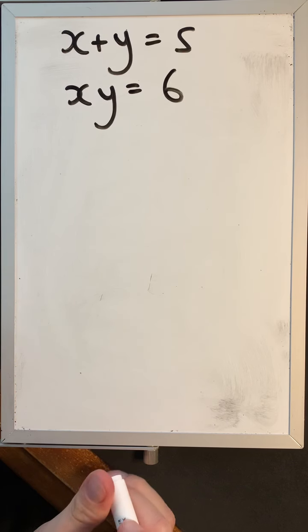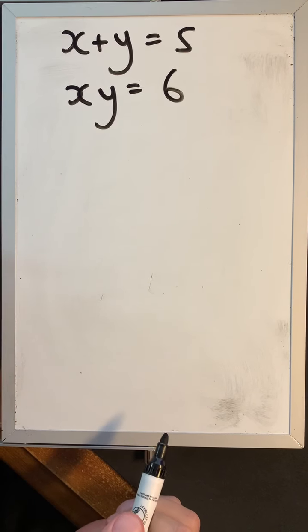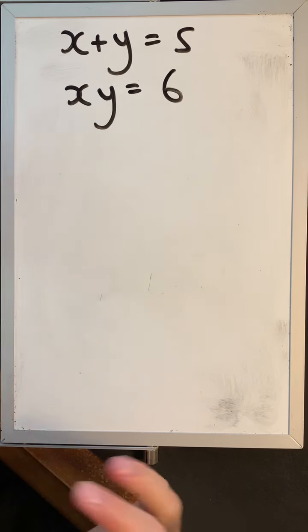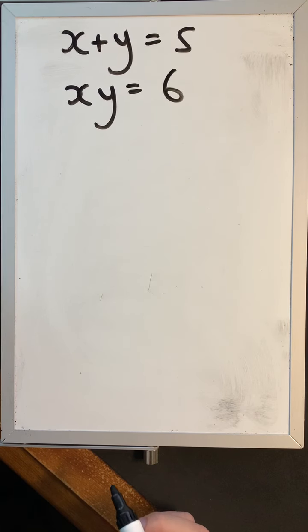What we're going to have a look at here is the solution to what we call non-linear simultaneous equations. Okay, so these are usually characterized by x squareds, y squareds, or terms multiplied together like this.